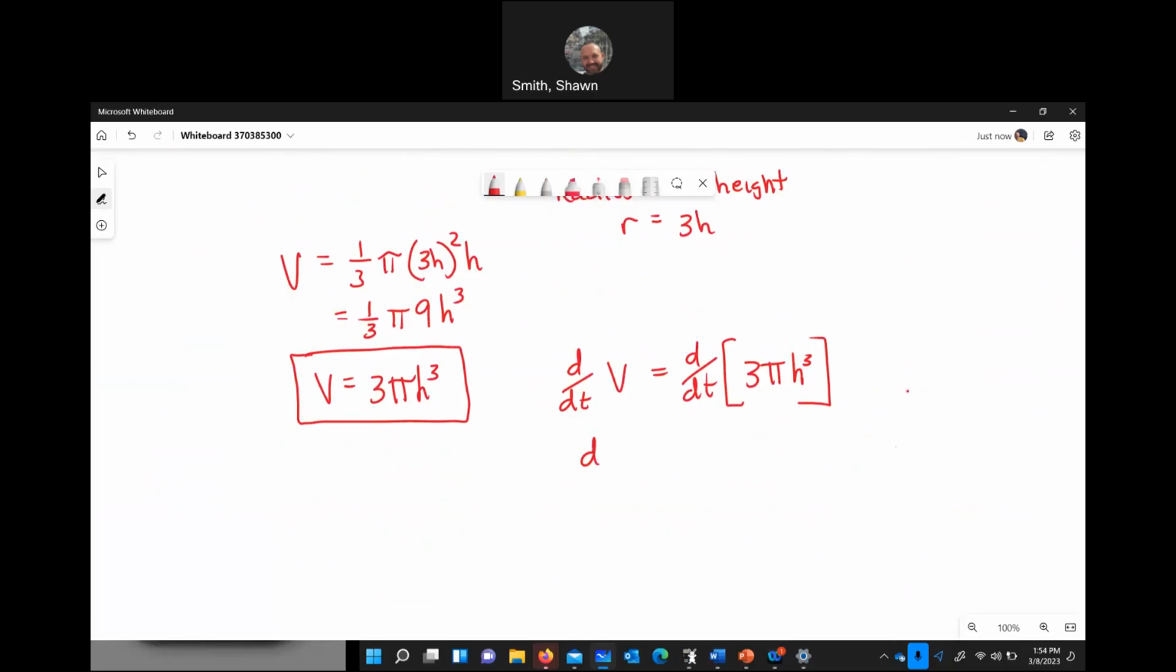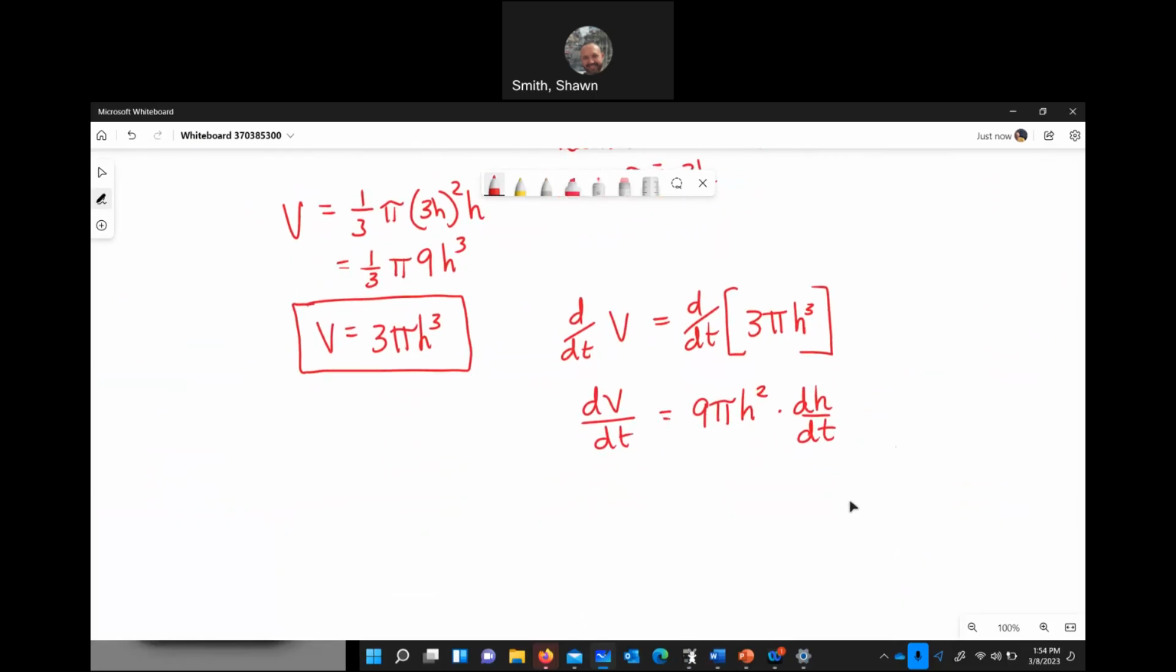To the left, the derivative of the volume with respect to time is equal to... again, our variable in here is h, but we're differentiating with respect to t, so chain rule. So this is 3 times 3 pi, which is 9 pi. Power rule applies: h squared times dh/dt. Substitute.